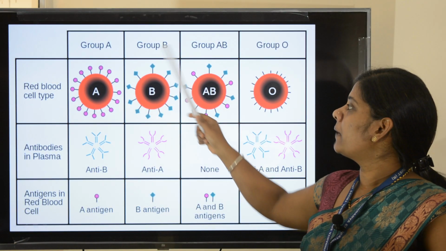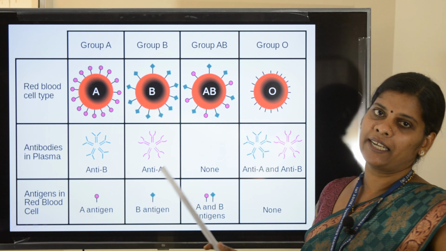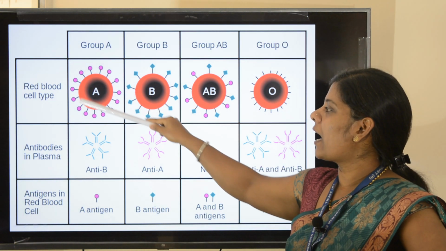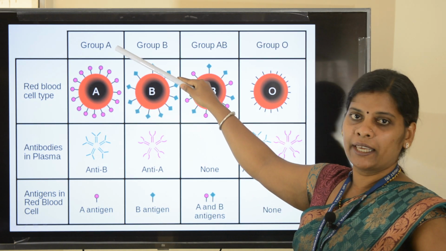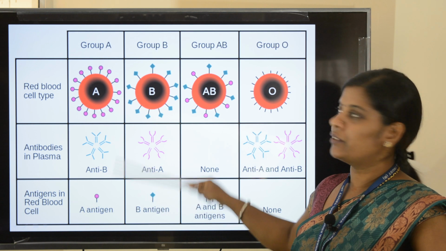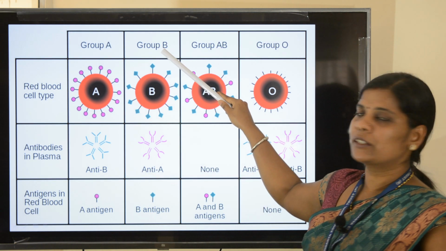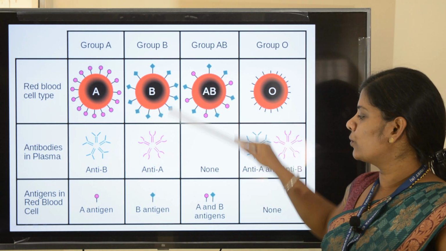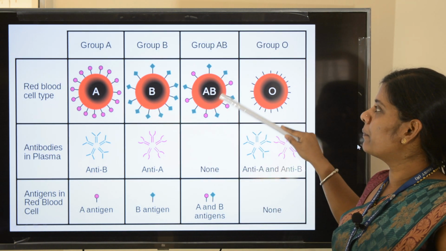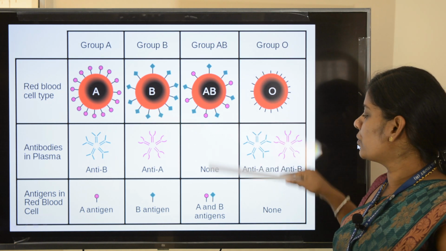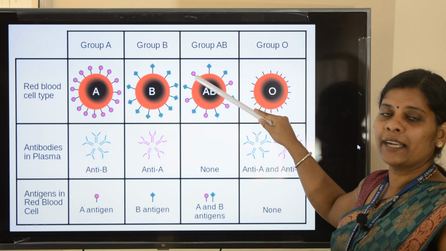Let us see blood group A, B, AB and O and their antigens and antibodies. Here you can see the RBC. The surface of RBC shows antigen. In blood group A, antigen A is present on the surface of RBC and antibody B is present. In blood group B, the surface of RBC shows antigen B and antibody A. In the AB blood group, the surface of RBC shows two antigens, antigen A and antigen B.